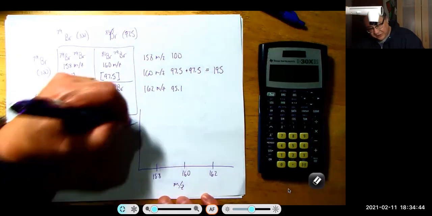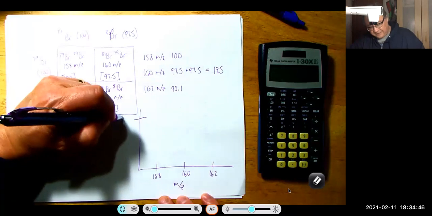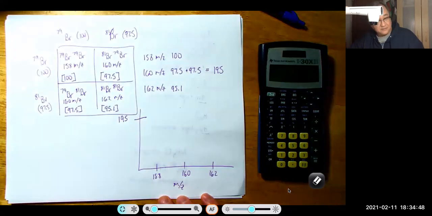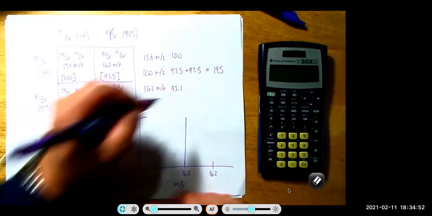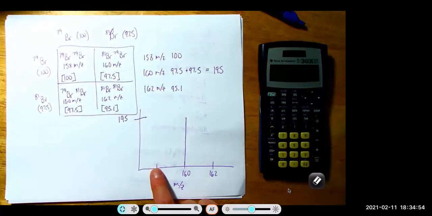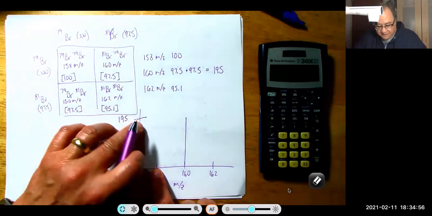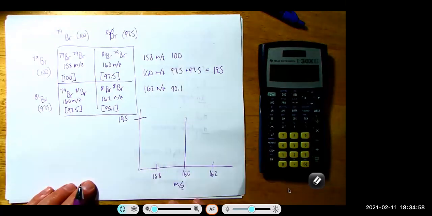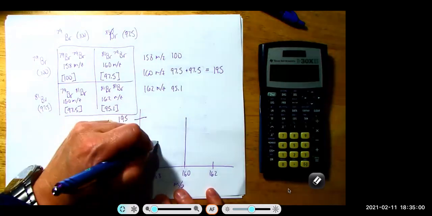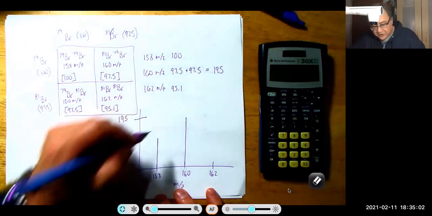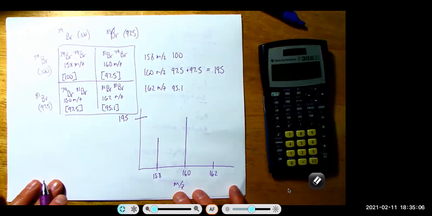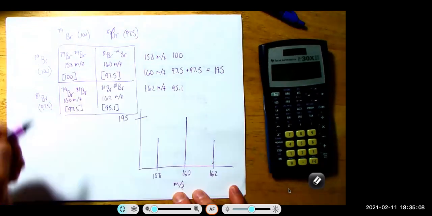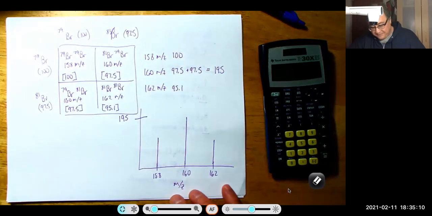And I'm going to write this as 195. So this would go all the way up to 195. Where would this go compared to this 195 if it's 100? About halfway. Yep, just a little bit more, right? Where would this go compared to 195? Just like a quarter. A little less than halfway, right?